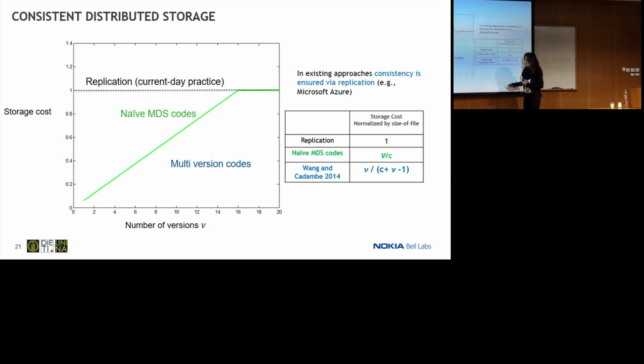it will follow the green line, and then it will have a kind of stepwise behavior up to a number of versions around 14, where essentially you saturate again to the storage cost obtained by the replication approach. So essentially, even with this technique, even for this optimal setting, we still have a storage cost that increases linearly with the number of versions.